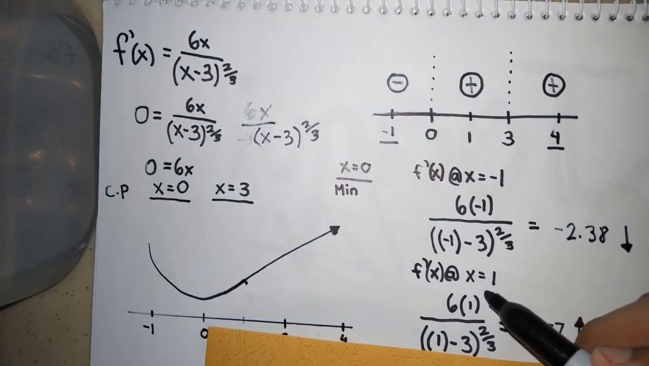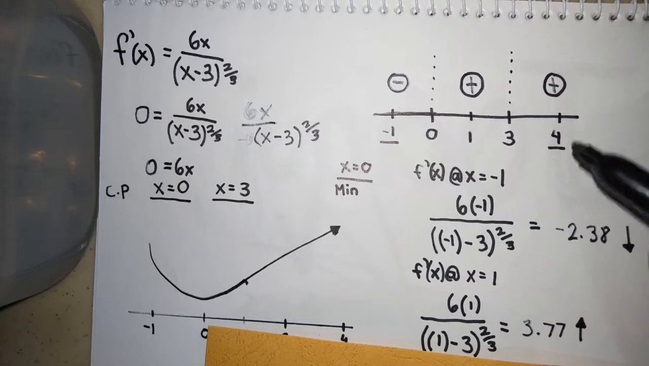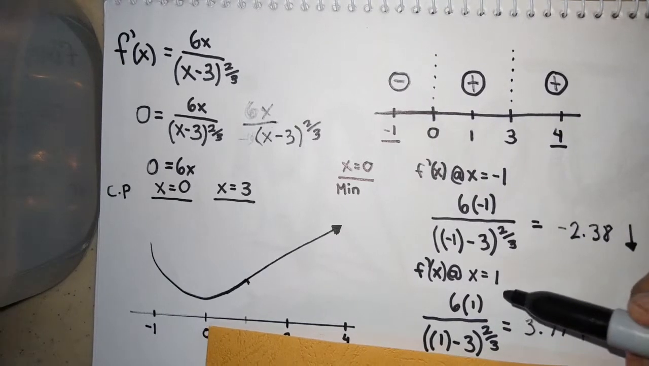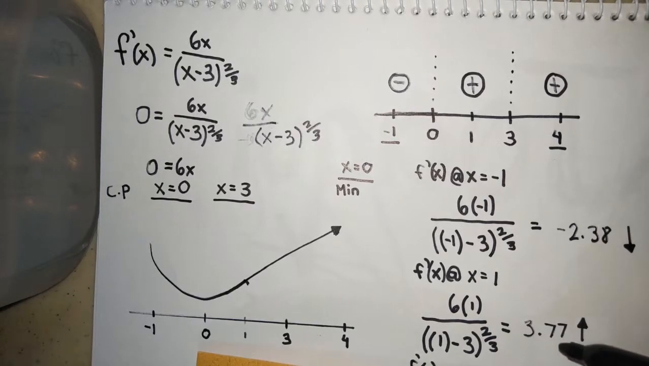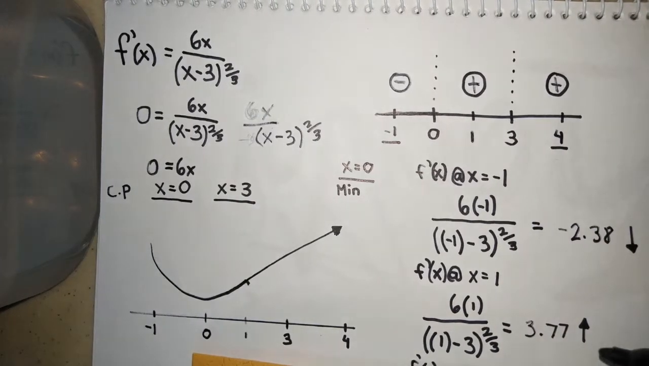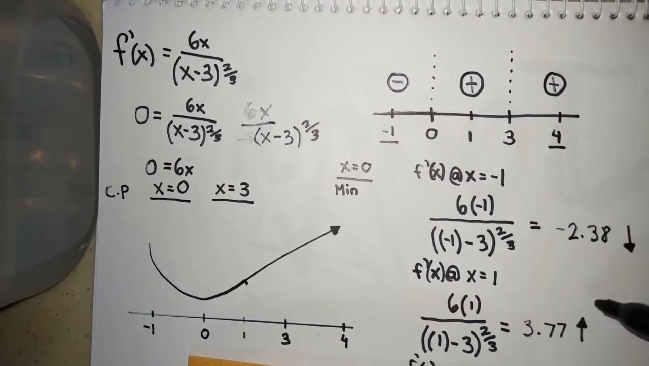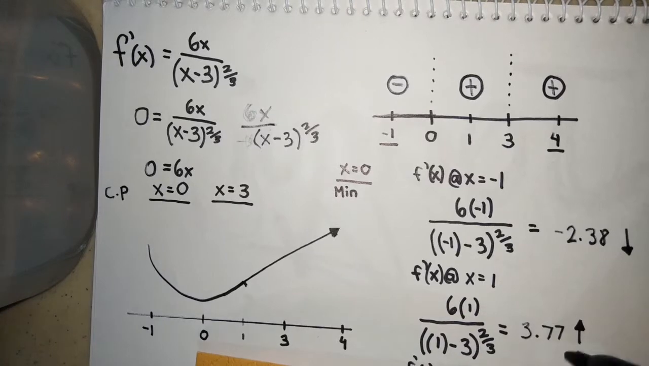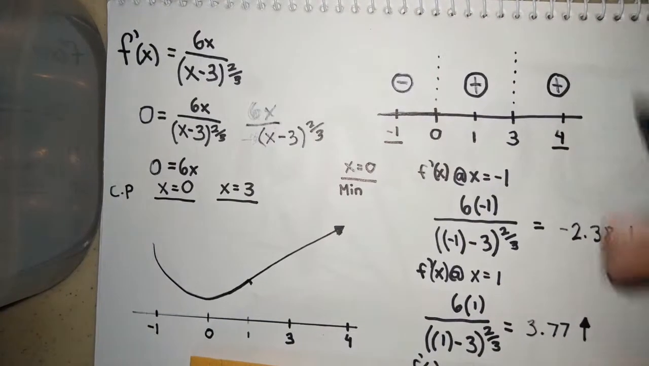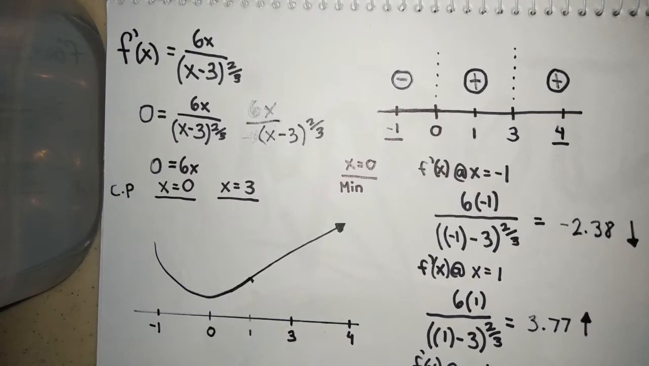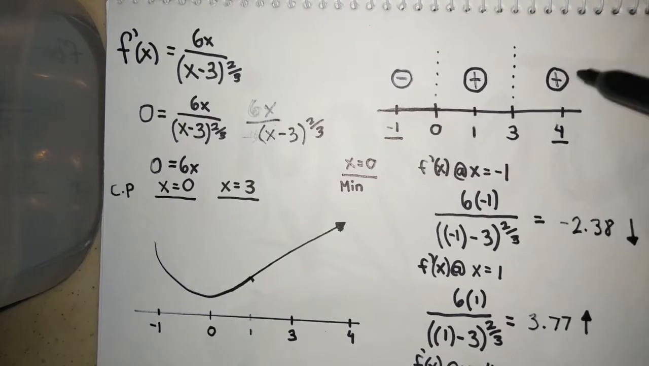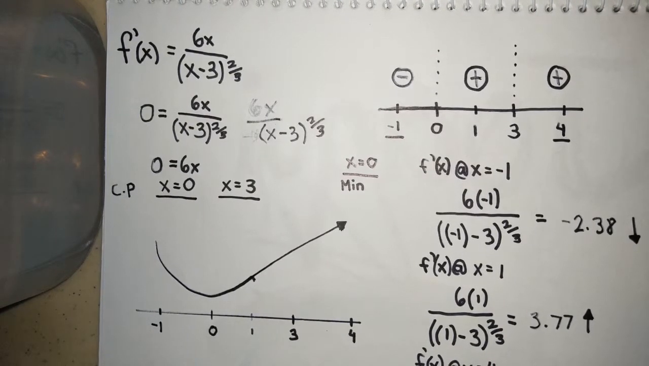The second one is x equals to 1. X equals to 1. 6 times 1 over 1 minus 3 to the power of 2/3. So the answer is 3.77. It goes upward because it is increasing, because the answer is larger than x. That's why it is plus. The same here. The answer is 24. That's why it is plus.